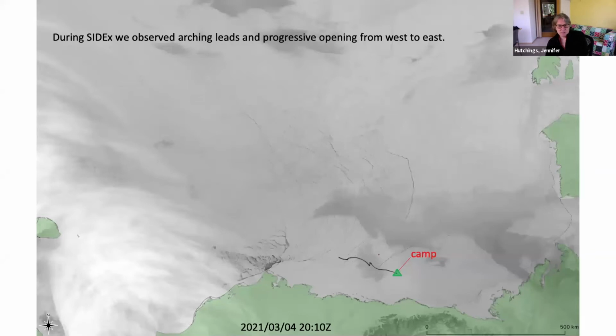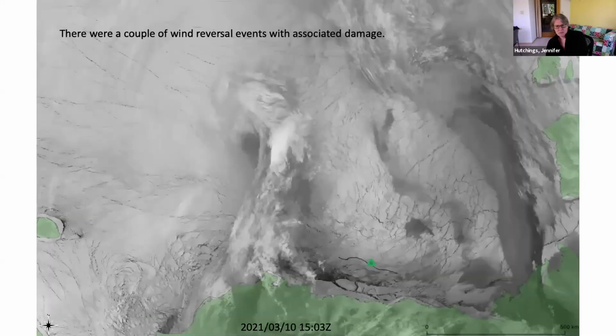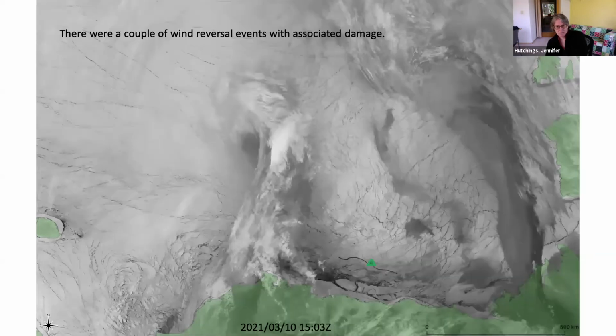During the SIDEx campaign, we saw quite a few different patterns of failure in the Beaufort Sea, but mostly were associated with the Beaufort Gyre moving. And we had a reversal event where there was a lot of damage in between those shear zones that set up, or those between the shearing leads that you can see on the previous image. Let's go back and forward. You can see that happening.